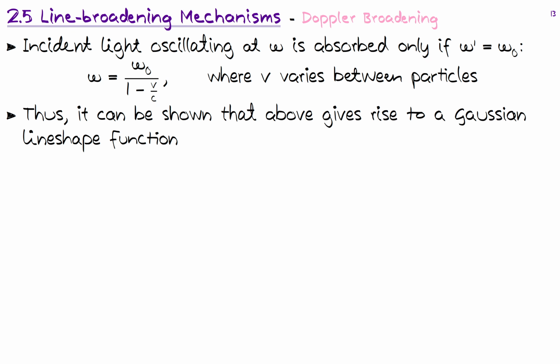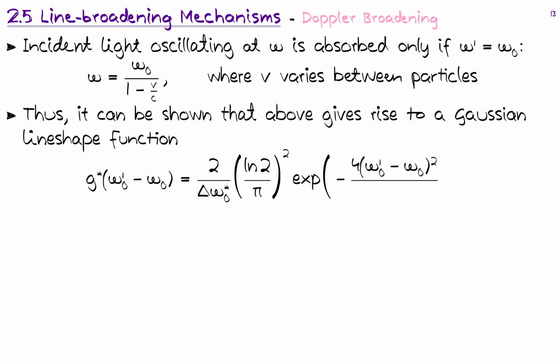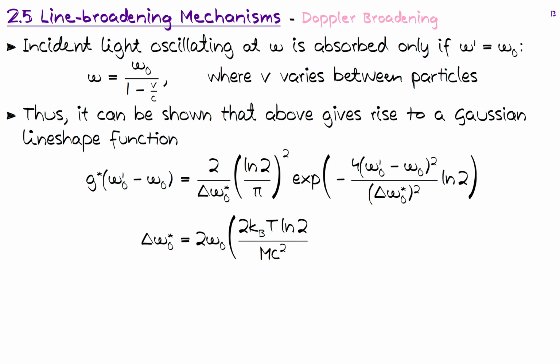We can show that this gives rise to a Gaussian line shape function. I won't go into the derivation, but you can find it in Svelto's book. The inhomogeneous line width due to the Doppler effect is of this form: 2 divided by delta omega naught star times the square root of natural logarithm of 2 divided by pi, then an exponential term looking like a Gaussian function, with the logarithm of 2 again there. And this delta omega naught star is given by 2 times omega naught times the square root of 2 kB T ln2 divided by capital M c squared.